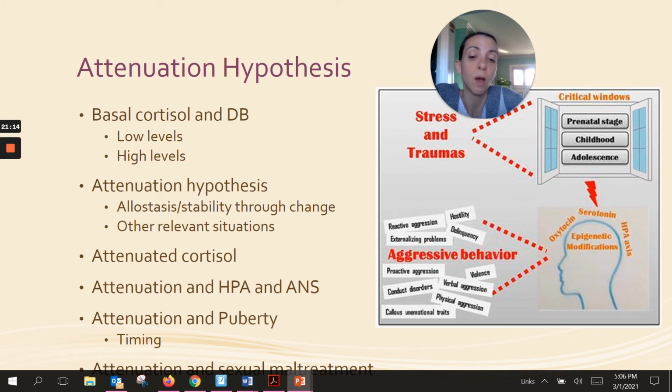Children with low levels of basal cortisol are predisposed to externalizing and aggressive behaviors, and those with high levels of basal cortisol are predisposed to fear. The attenuation hypothesis is the tendency for disruptive, externalizing, and criminal behavior to exhibit lower concentrations of cortisol. So those who exhibit those behaviors have lower levels of cortisol. Lower levels are the result of earlier experiences such as chaotic or inconsistent parenting, and it results in the downregulation of HPA axis activity.